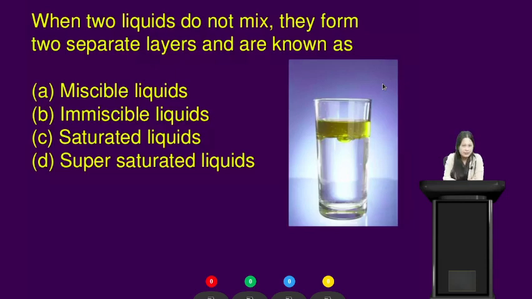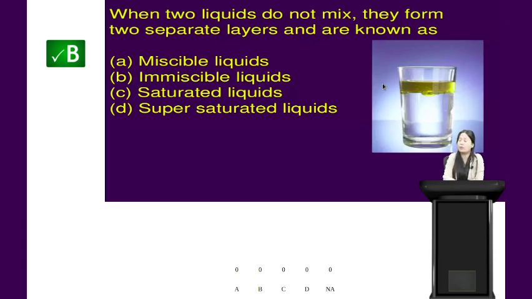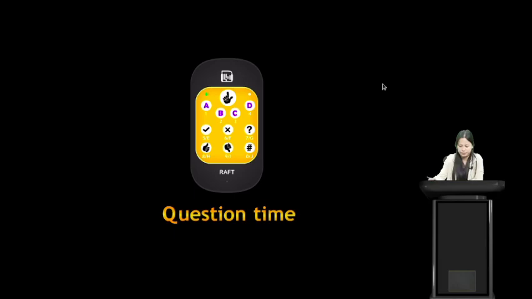Alright students, your time is up, and yes, very good. The correct answer is option B, that is immiscible liquids. When two liquids do not mix, they form two separate layers. They are known as immiscible liquids. So yes, very good. The correct answer is option B.